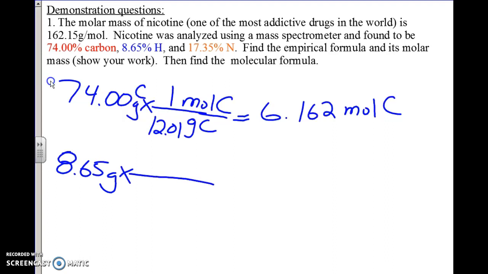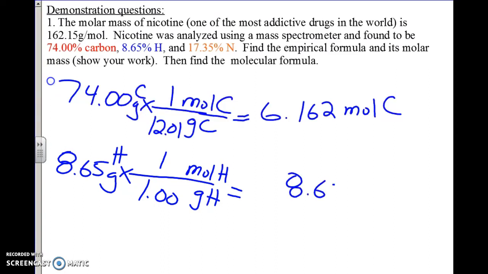Again, I need to convert that to moles. So grams of hydrogen there, moles of hydrogen on top. I use the molar mass off the periodic table. 1.00 grams is 1 mole. That's a quick one to solve, and I get 8.65 moles of hydrogen. I do the exact same thing for the nitrogen.